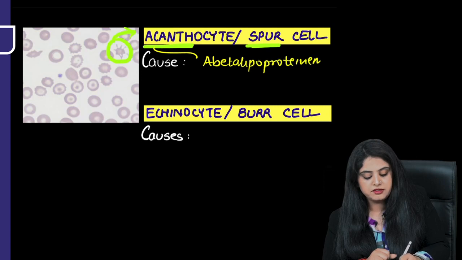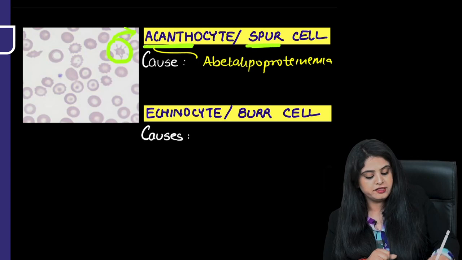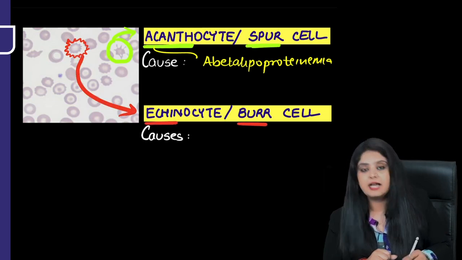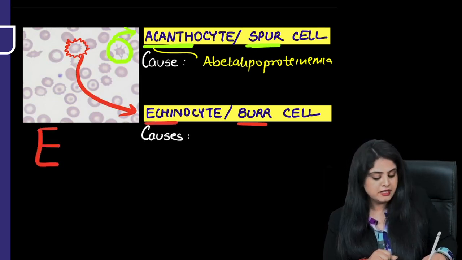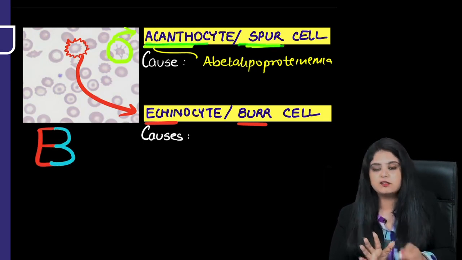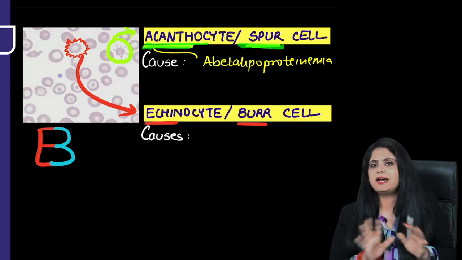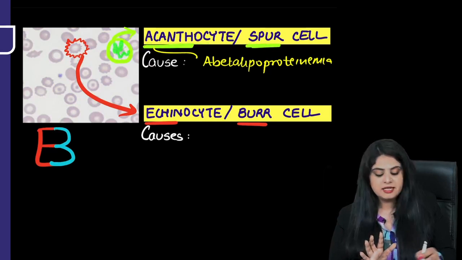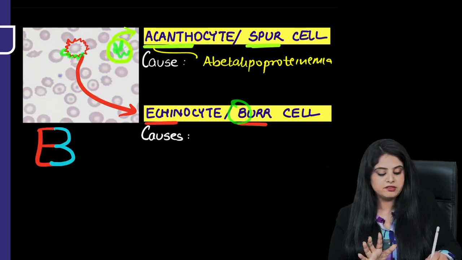Whereas when I'm seeing cells which are totally blurred, with a zigzag blur all around, this zigzag blur cell is going to be known as a Burr cell or an echinocyte. Look, the way you write E is the same way you write B. So echinocyte is Burr cell and acanthocyte is spur cell. Okay, acantho, spur, spike, same thing. So that is the spike cell, whereas Burr is blurred, all around it is zigzag.